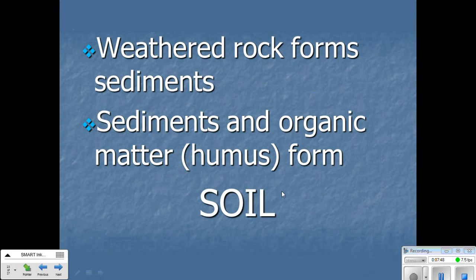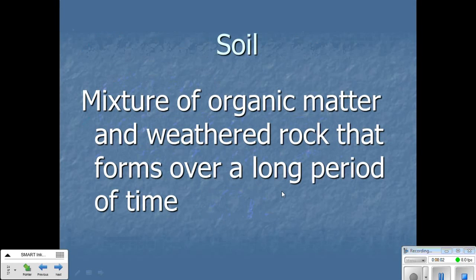So, we've talked about weathering rock. That forms sediments, which we've talked about in the past. Think about the rock cycle. And then from those sediments, you're going to stick sediments together with humus in order to make soil. Soil is a mixture of organic material and weathered rock that form over a long period of time. Long, long period of time.